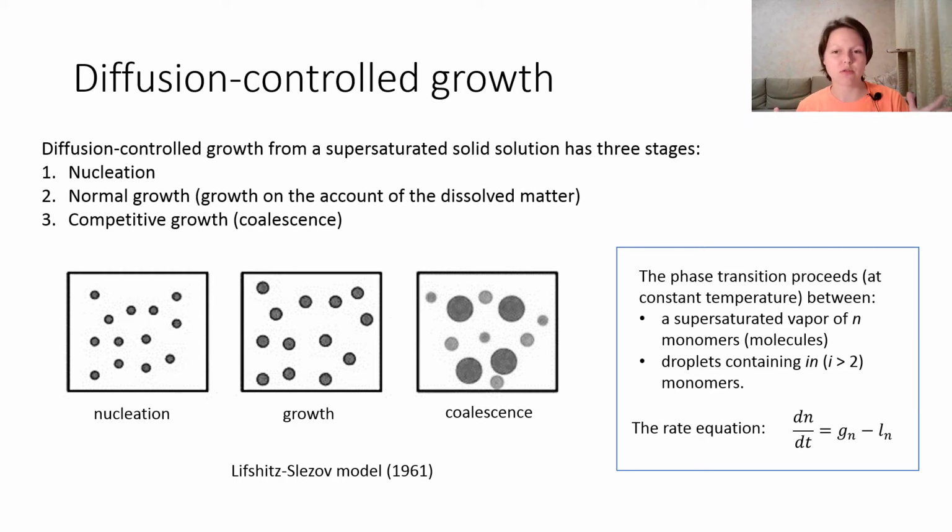In general case, the phase transition at constant temperature proceeds between a supersaturated vapor of N monomers or molecules and droplets containing N monomers. The rate equation determines the N, the number of the monomers inside of the droplet or cluster. It is also the difference between the gains and the losses, where the size of the cluster changes by the gain or the loss of one monomer.